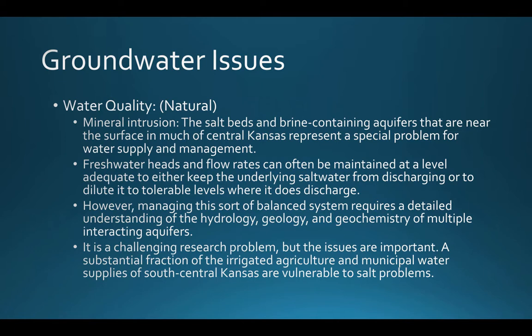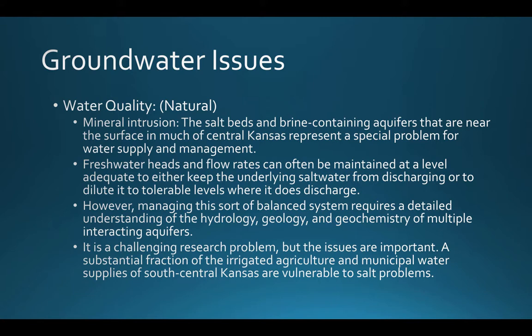Then we have to look at water quality, and there's a lot of information to go over here, but some of that water quality is natural water quality intrusions. Mineral intrusions are the main threat that we look at here. And really what it comes down to are the salt beds that are located in the shallower areas of parts of the aquifers near the surface. Usually this is around central Kansas. And what can happen is the fresh water will flow and pick up some of those surface salt waters and brine-containing situations, and they can push them down into the aquifers.